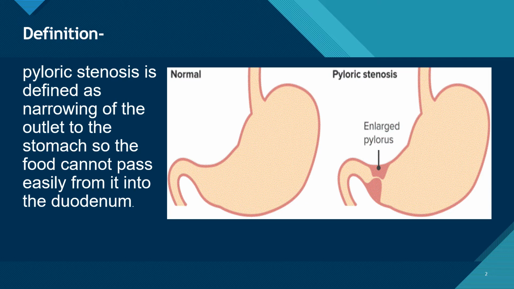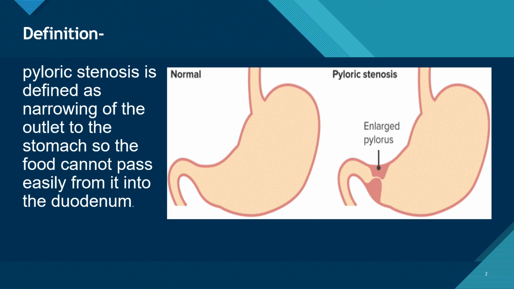And pylorus is a part of the stomach which acts as a pathway by which the stomach can easily pass the food into the duodenum, then into the small intestine for digestion. So in pyloric stenosis, the pylorus will become narrow, which makes it very difficult for the stomach to pass the food to the duodenum. That is why the definition says that pyloric stenosis is defined as narrowing of the outlet to the stomach so the food cannot pass easily from it into the duodenum.